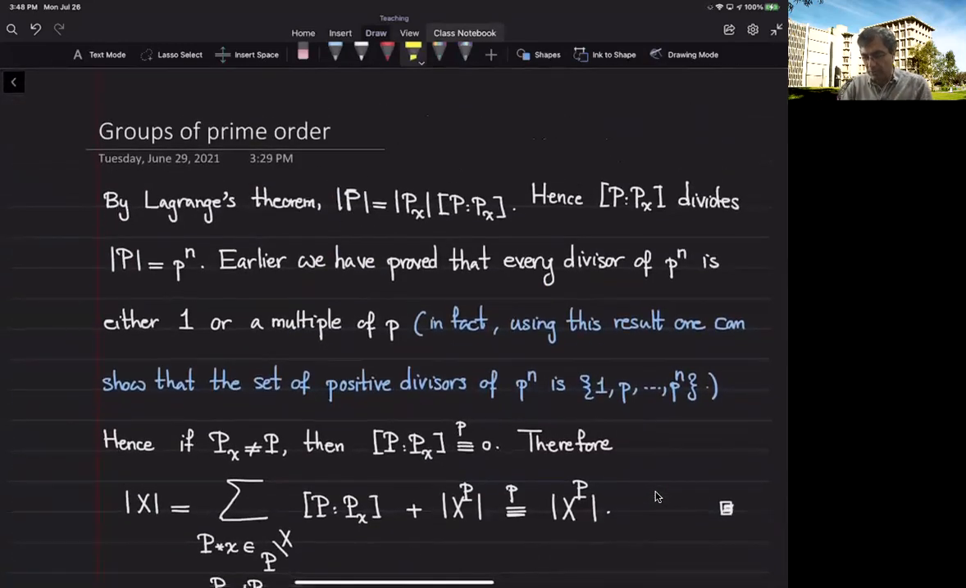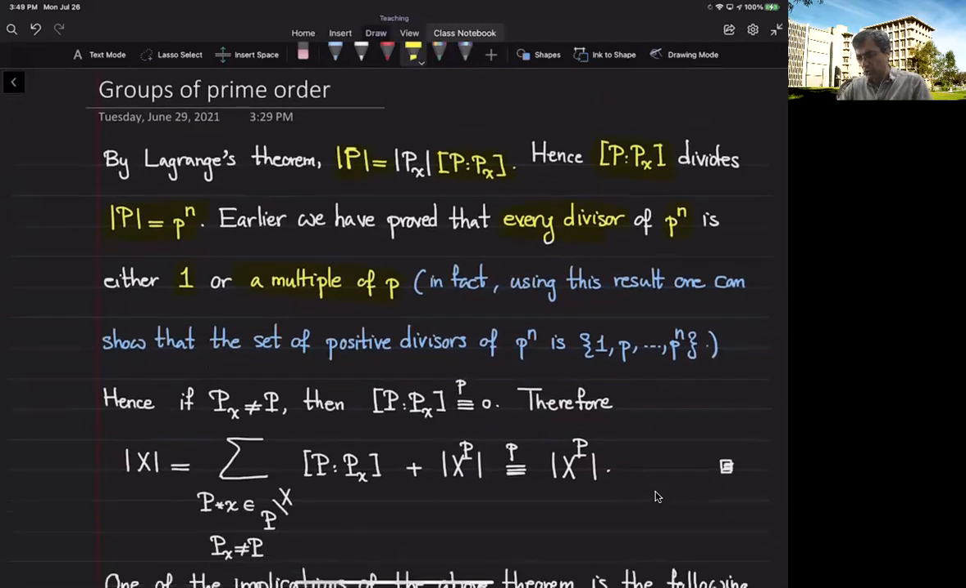So again, by Lagrange's theorem, we know the cardinality of P is a multiple of the index. So this divides p to the n. Earlier we showed that if I give you a prime number p, every divisor of p to the n is either 1 or a multiple of p. Again, it's easy to show that all the divisors are of this form.